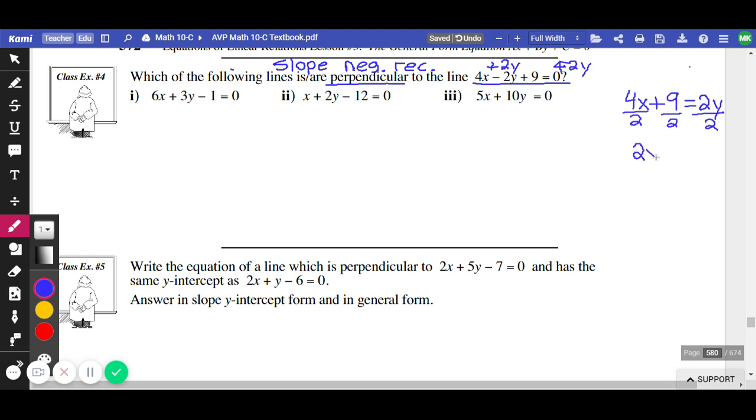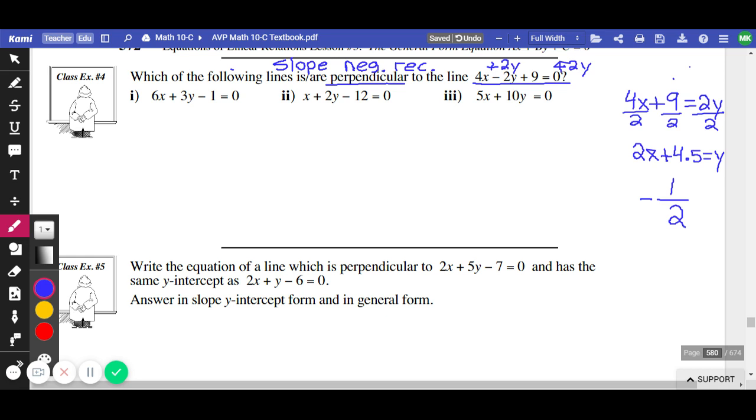That gives me 2x plus 4.5 equals y. The slope of this line is 2. Perpendicular to 2. What would perpendicular to 2 be? It'd be negative 1 over 2. Perfect. Change the symbol, flip the fraction. Remember that's like an invisible 2 divided by 1. So we flip that fraction to 1 divided by 2.